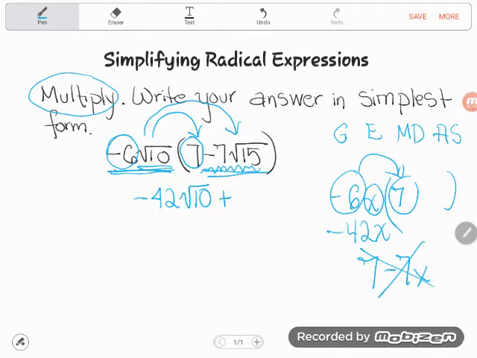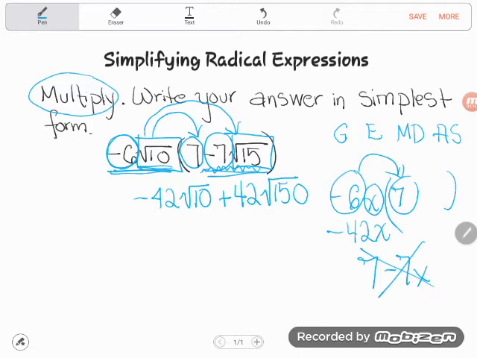And then once again, I'm going to do whole number times whole number. So 6 times 7 is 42. And then I'm going to do square root times square root. If they're both under radicals already, I can totally do that. And so I end up with the square root of 150. Cool. And here it looks like I'm done.